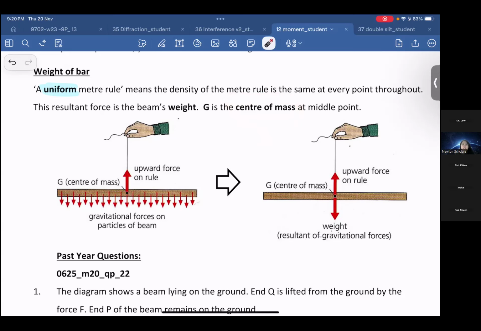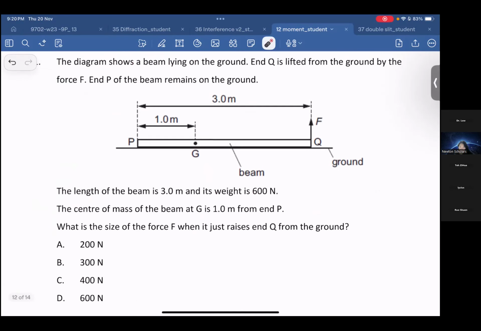What is the center of mass? Center of mass is the point that the weight will be acting on. Here we look at this question. The diagram shows a beam lying on the ground. The end Q is lifted from the ground by the force, while the end M remains on the ground. So P is the pivot.